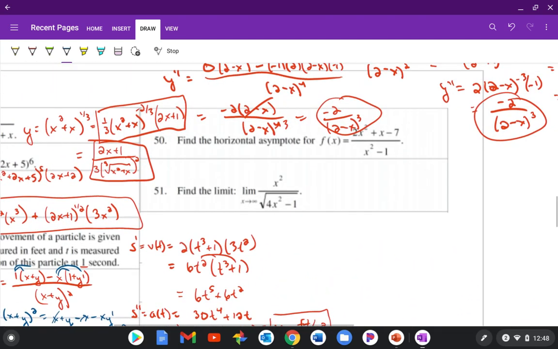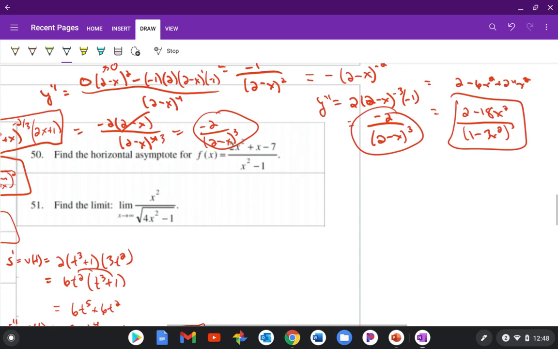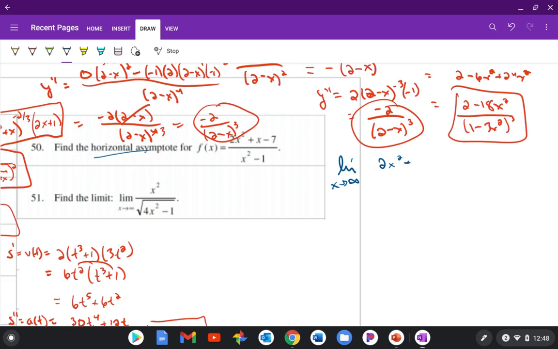Okay, let's move up to number 50, the horizontal asymptote. So whenever you see horizontal asymptote, what you want to think is the limit as x goes to infinity of 2x squared plus x minus 7 over x squared minus 1. From this point, there's actually a really easy, simple way to figure this out. That is, you're just looking at the highest powers. There were 3 different rules. If the highest powers are the same, which these are, they're both x squareds, then it's just simply y equals the ratio of the leading coefficients. So it's just 2 over 1 or 2. So y equals 2.